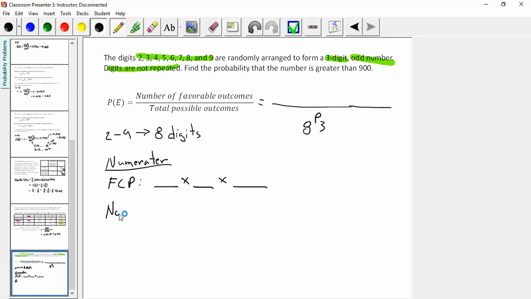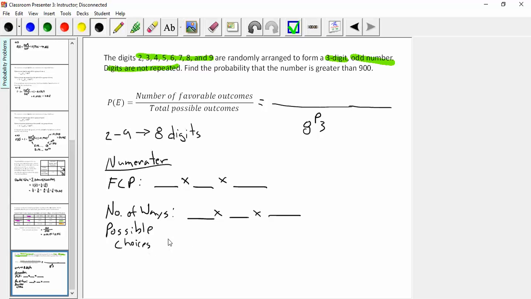Yeah, I'll rewrite that. Number of ways. And we're going to have the first times the second times the third. Okay. And what are our possible choices? I also want to list those. This will make this problem make sense.